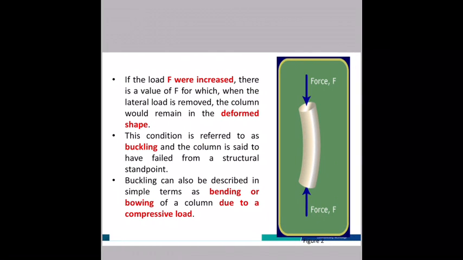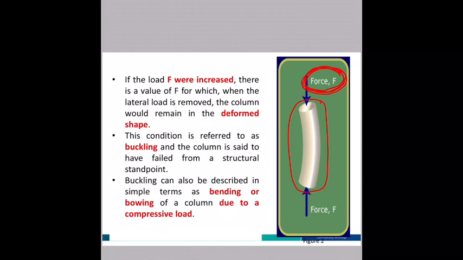But if the load F is increased, there is a value of F for which, when the lateral load is removed, the column will remain in the deformed shape. This condition is referred to as buckling, and the column is said to have failed from a structural standpoint. Buckling can also be described in simple terms as bending or bowing of a column due to a compressive load. If you increase the value of force here and the column is not able to sustain this force due to the excessive force applied to it, then your column is said to be buckled.